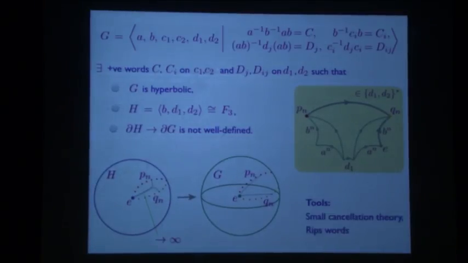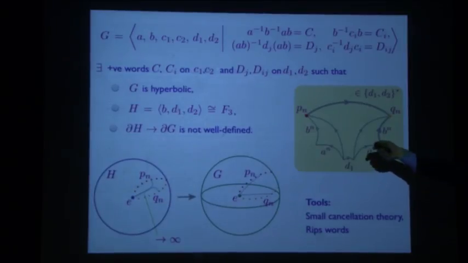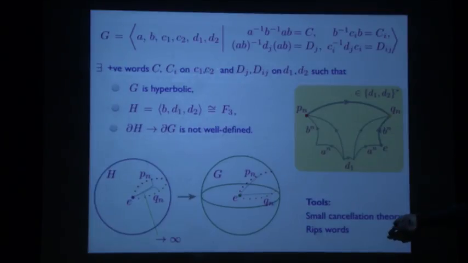So this happens. And the tools that make this work are really small cancellation theory, which is a theory of hyperbolicity through the combinatorics of words with very little overlap. And we use Rips words for these. They're a bit like the noise words that were thrown into the Hyperbolic Hydra. They're words that don't have much overlap, and there's a family of words due to Rips that are convenient to use in this context.